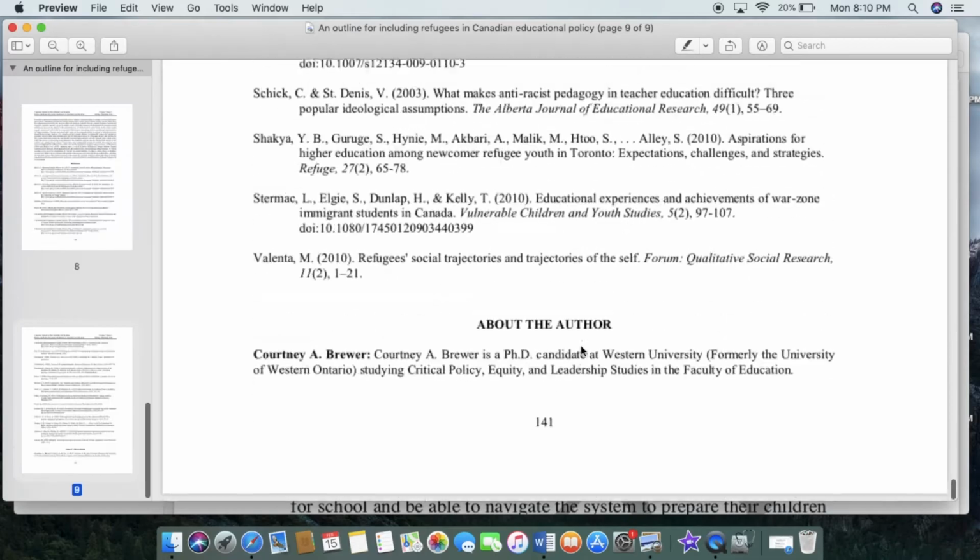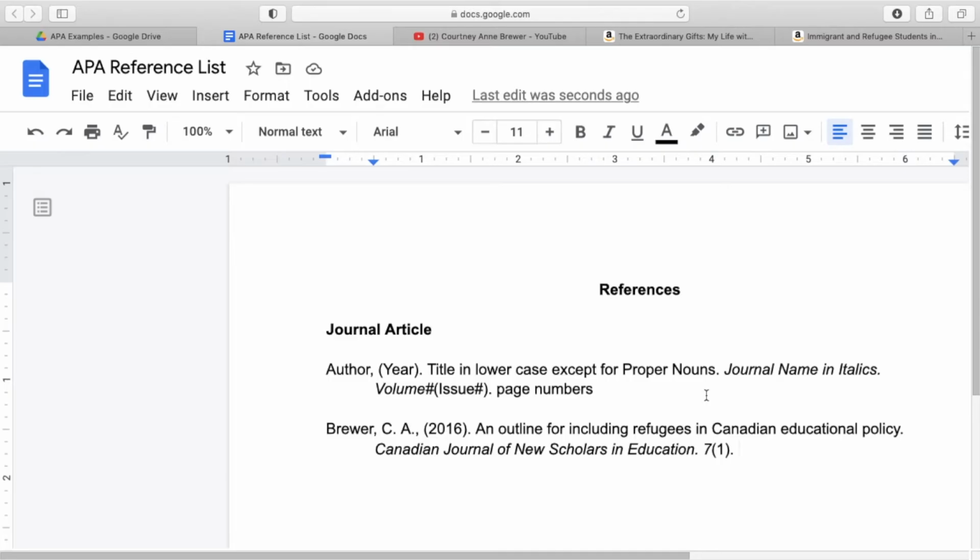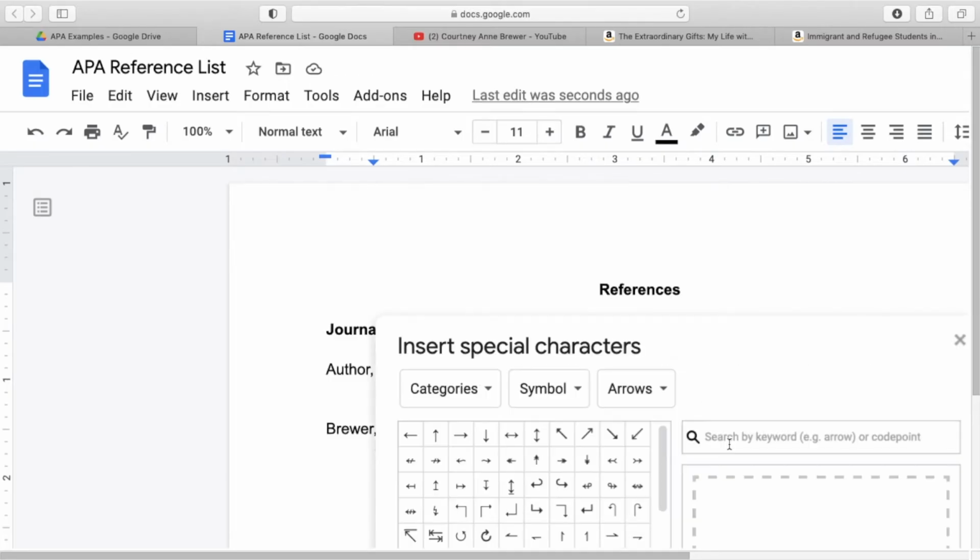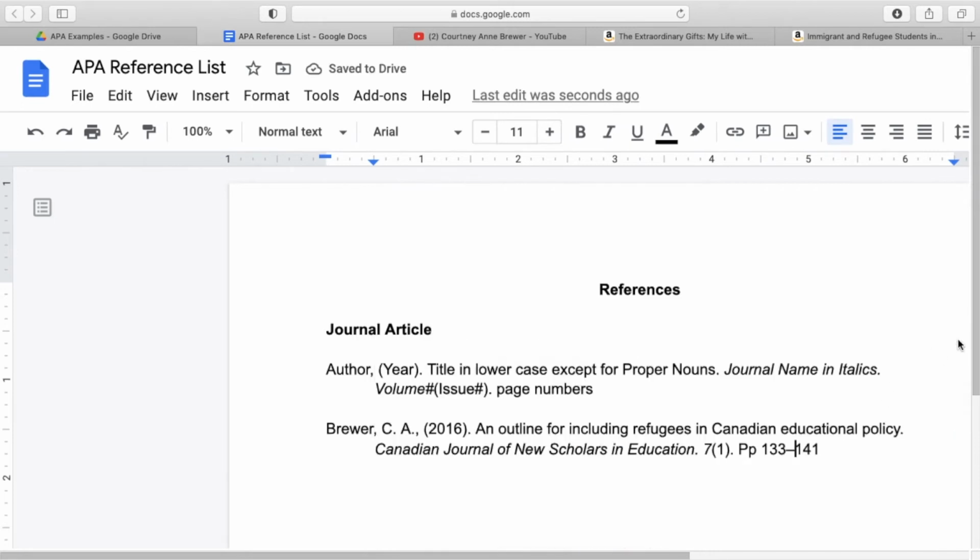So go back to your source, look for your page numbers, and in this case there is a range of page numbers. And remember, you need to add an en dash, not a hyphen, in between page numbers. And you don't actually need to say the P there, you just need to list the page numbers.